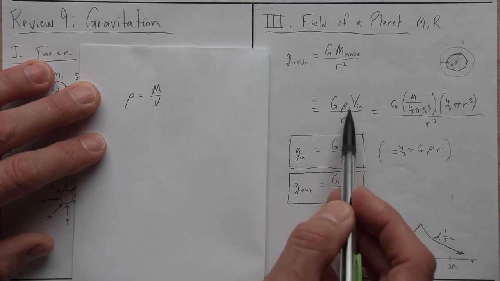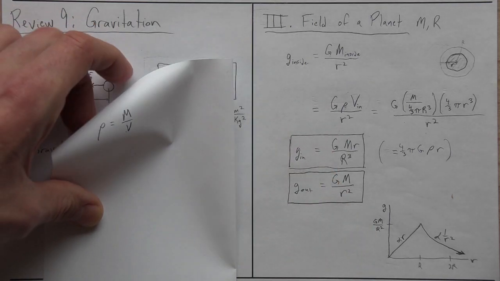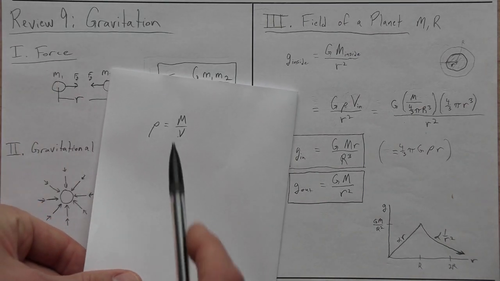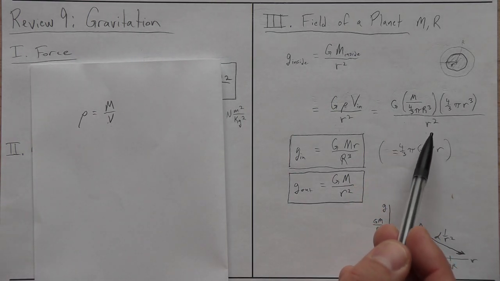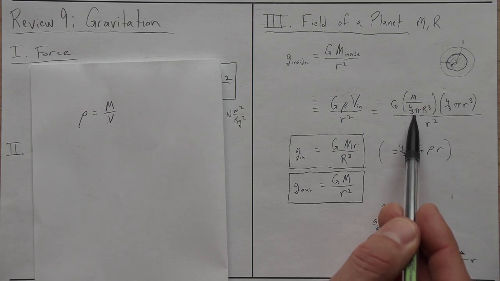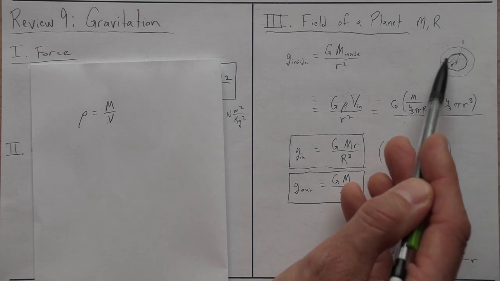So we have GM over r squared, just like the formula up here. Now, we can calculate the density by the definition: density is total mass over total volume. So that's what we have here. The total mass of the planet over the total volume of the planet. The volume of a sphere is 4/3 pi r cubed. Capital R, the whole planet.